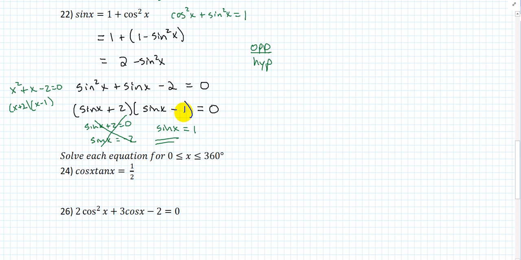And so I look at sine equals 1, and then at that point you could use your calculator if you need to, but remember sine goes with a y, and on a unit circle that's at 90 degrees. So the answer to 22 is that this will only work when x equals 90 degrees.